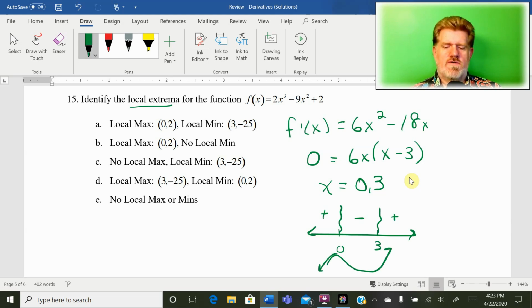So it's got a local maximum when it goes from positive to negative, so at 0. And when I plug in 0, I get 2. So that's my max, my local max. And then going down, coming up, my minimum is at 3. When I plug in 3, I get -25. That's my minimum. So my max is 0, 2. My min is 3, -25.